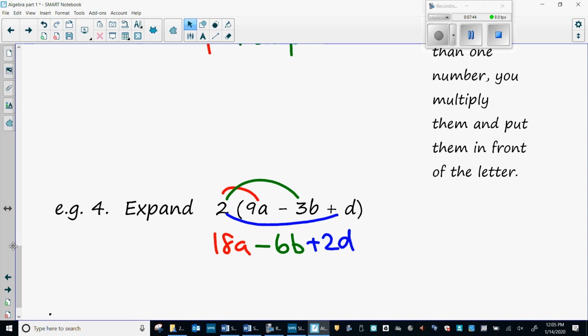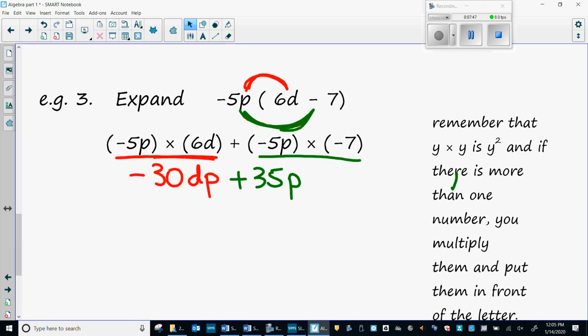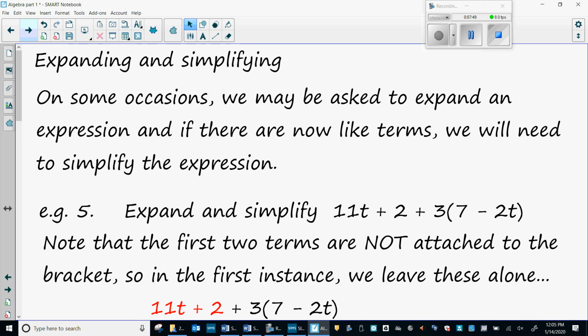Okay, I've lost my page. Goodness. Okay, expand and simplify.